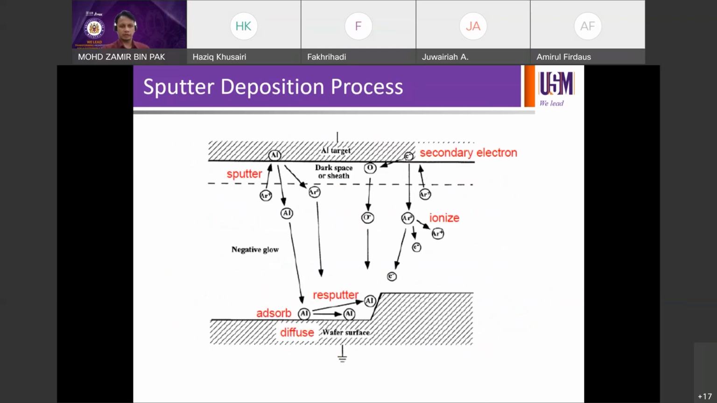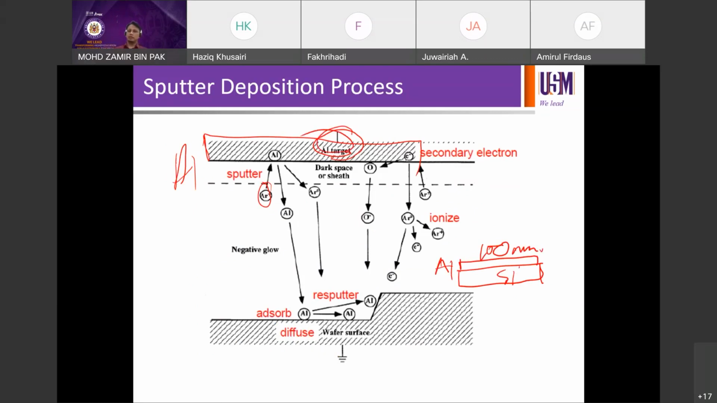Right, this is another illustration of the process. So again, plasma, then you are sputtering Al target in this case. So that means your target material is Al, and you want to coat Al on silicon, for example. Silicon, and then you coat aluminium, say 100 nanometer. So we need to use Al target, and so that's pretty much what's going on in order to do the process.